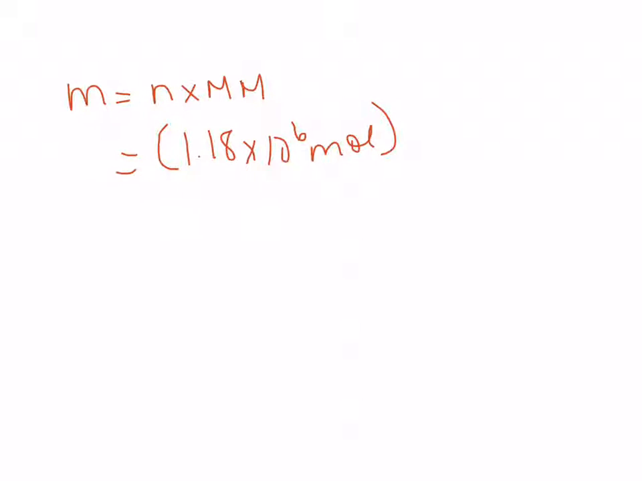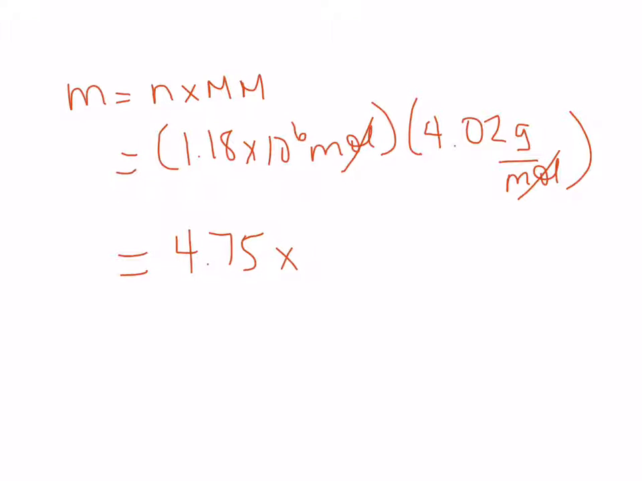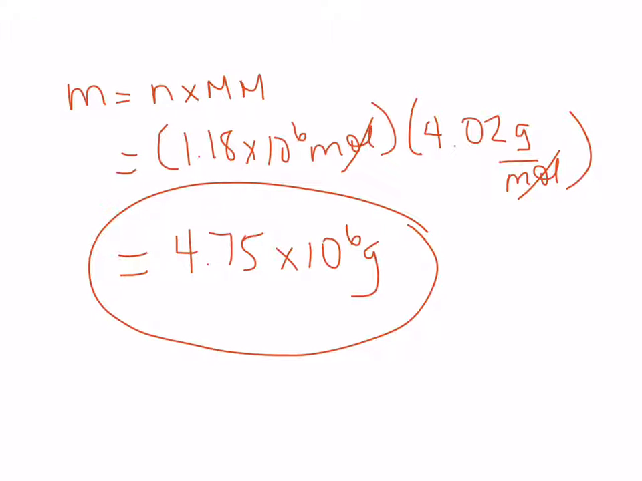So we're going to take that number of moles and put it into our mass equals moles times molar mass formula. We have our number of moles, we just calculated it. And we can look up the molar mass for our helium on our periodic table. So we get 4.02 grams per mole. When we multiply those, the moles cancel, and we get 4.75 times 10 to the power of 6 grams. So that is how many grams of helium are needed to fill that blimp.